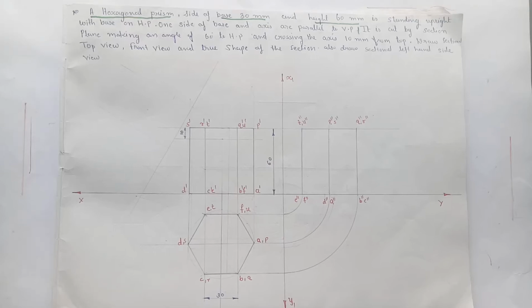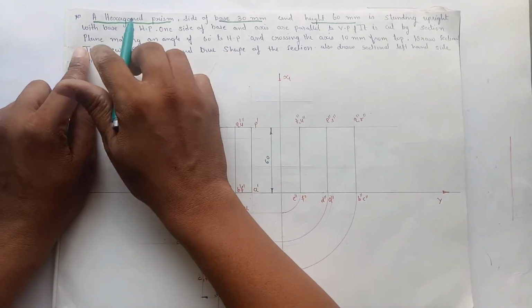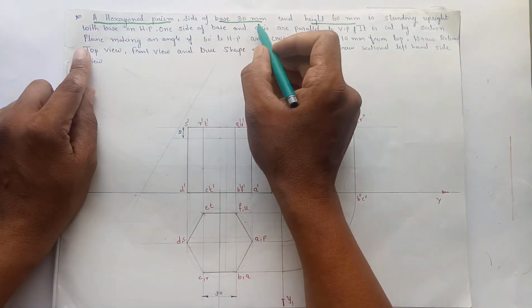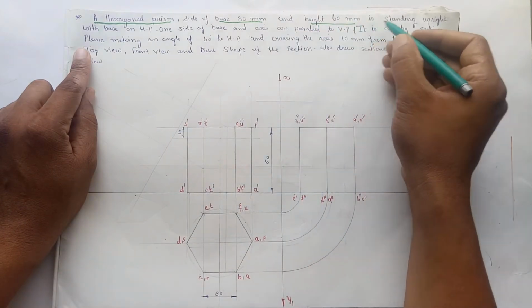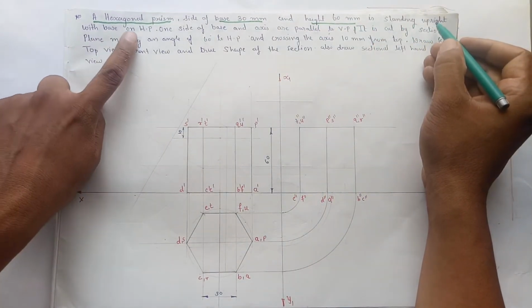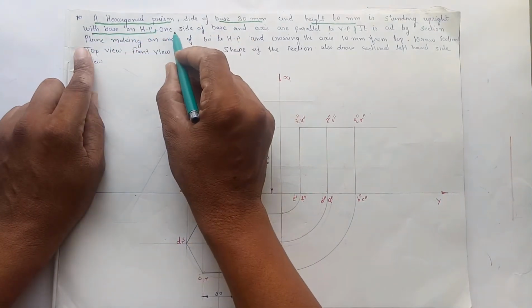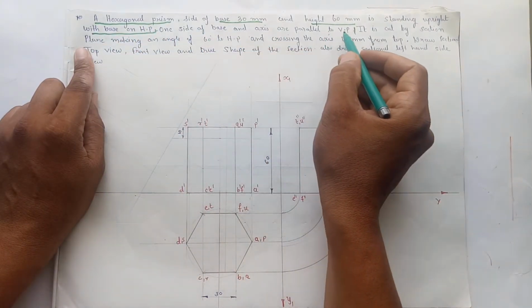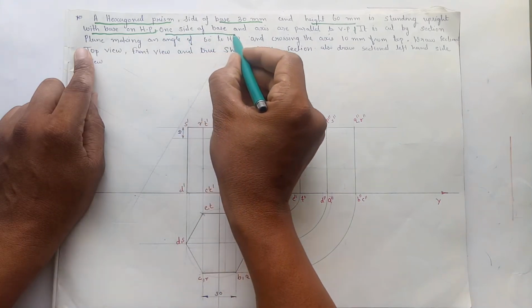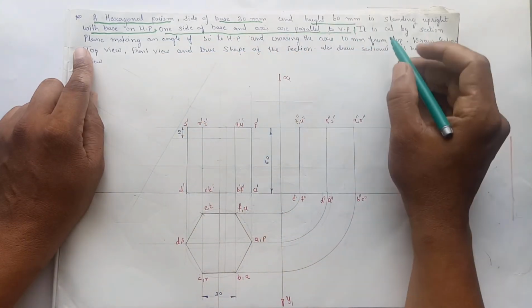Hello everyone. Let us start with another example of a section of solids. Here is the question. Hexagonal prism, side of base 30 mm and height 60 mm. It's standing upright with base on HP. One side of the base and axis are parallel to VP.